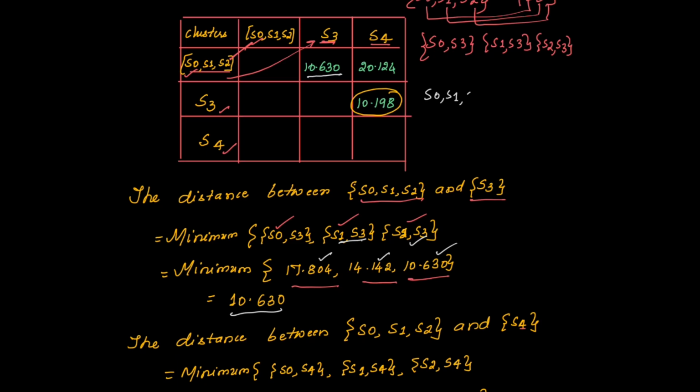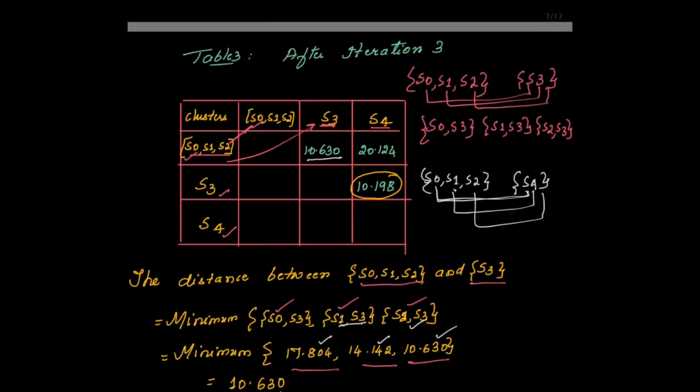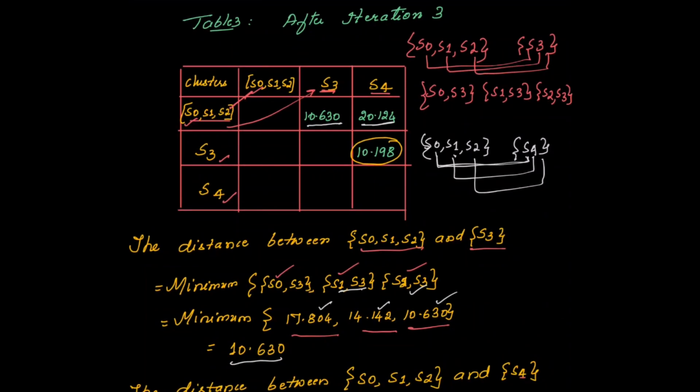S0, S1, S2 is in one cluster and S4 is in another. So you will be doing S0 and S4, S1 and S4, S2 and S4. Those three I have written here. Extract the values from table 1, you will get this. Minimum is 20.124. Here you are writing. That completes the first row.